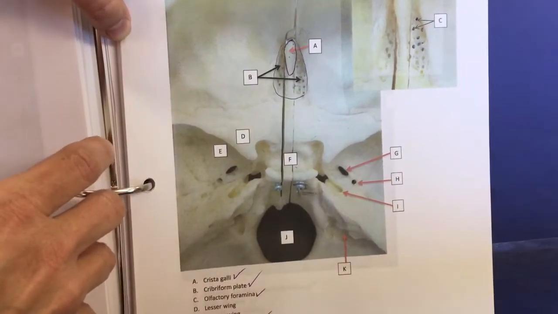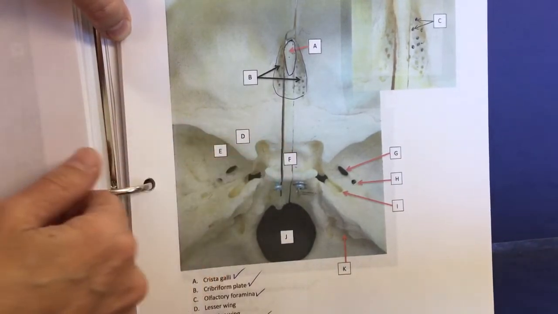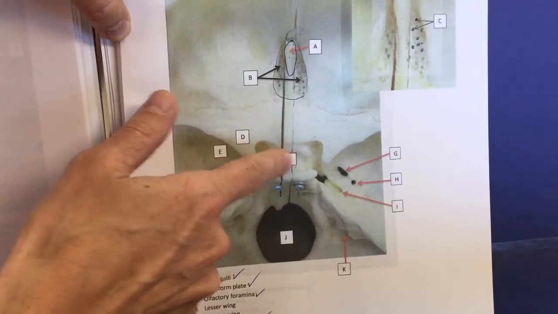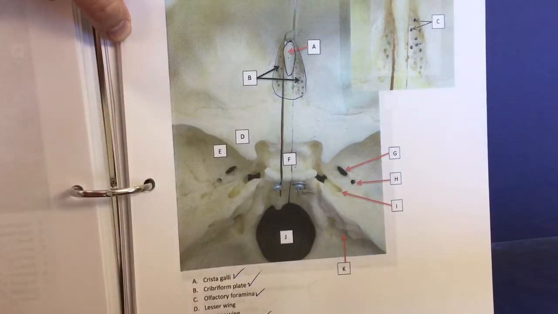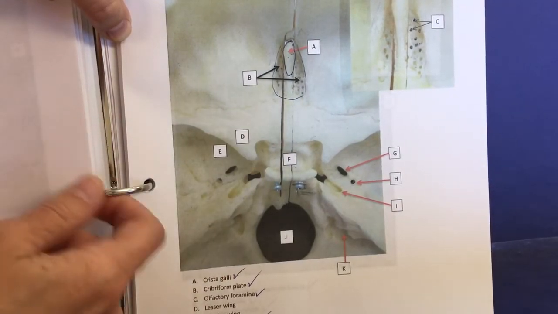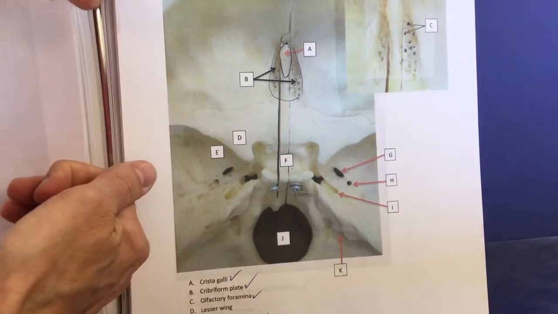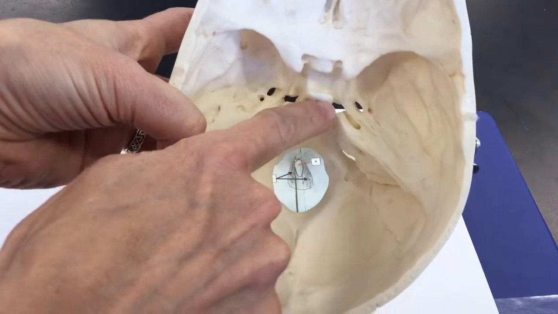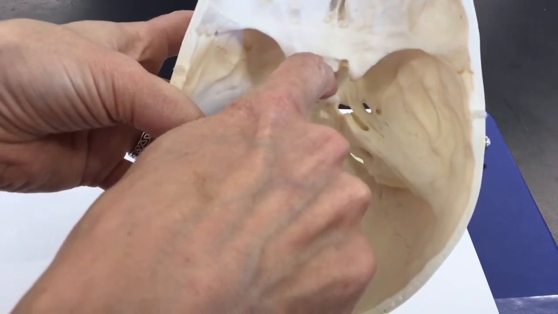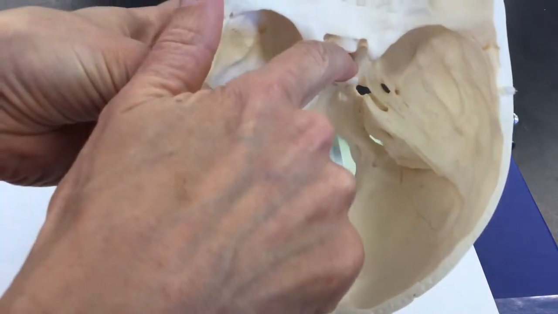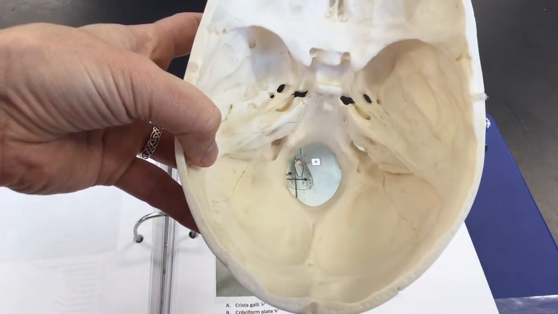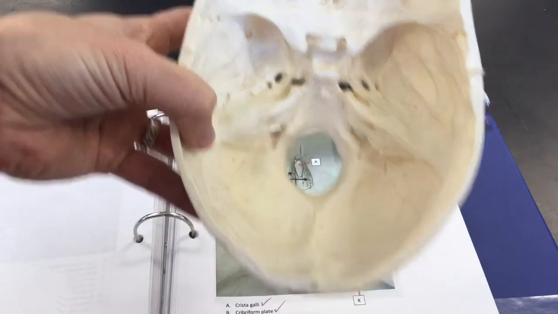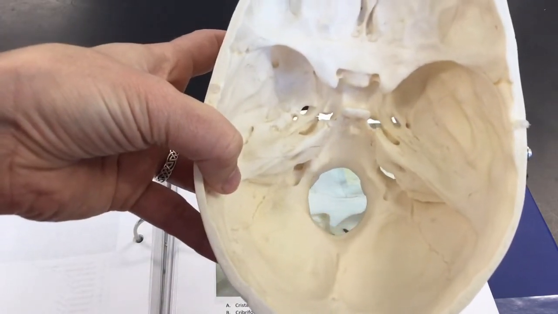All right, next let's go down here to the middle. This is an indentation right here. It almost looks like a saddle, and that's called the hypophyseal fossa. I'm going to show you that on the skull. And what's interesting about this, I can put my finger right in there. That is where the pituitary gland sits, which is one of the hormone centers of the brain.